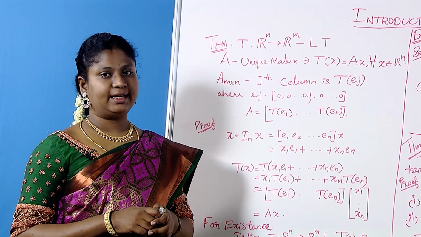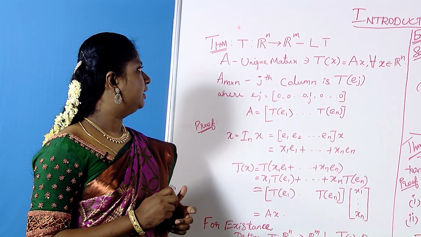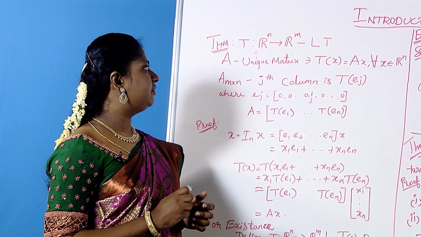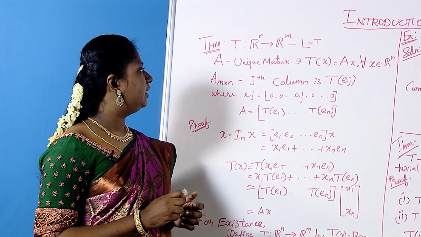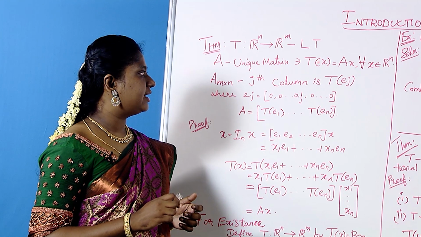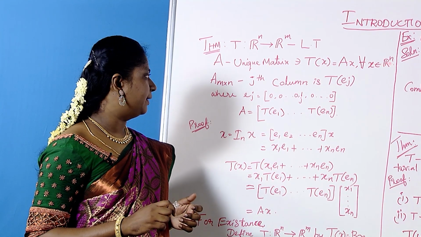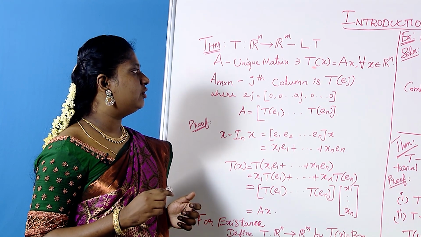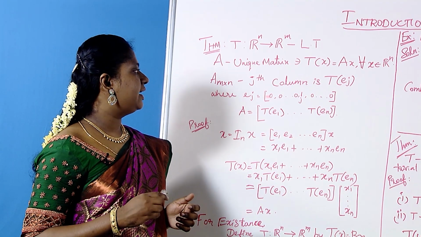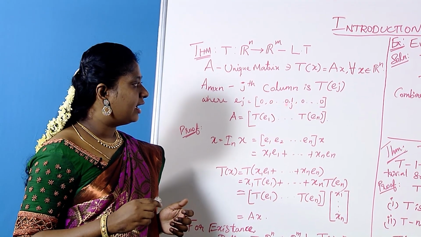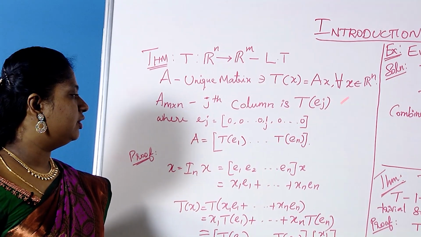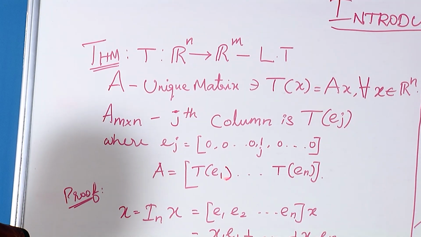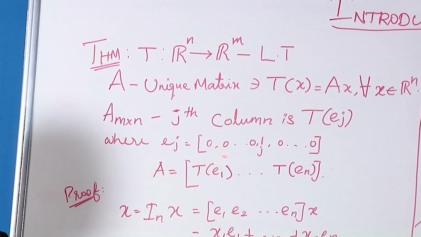Let us see a theorem on linear transformation now. This theorem states that if we have a linear transformation T defined from R^n to R^m, then there exists a unique matrix A such that T of x is equal to Ax for all x in R^n, where A is an m by n matrix and the jth column of A is T of Ej, where Ej is 0 0 0 1, that is, 1 in the jth place and 0 elsewhere. A is nothing but T of E1, T of E2 up to T of En, and the T of Ei's are all the column vectors of A. So, that is what we are going to prove.